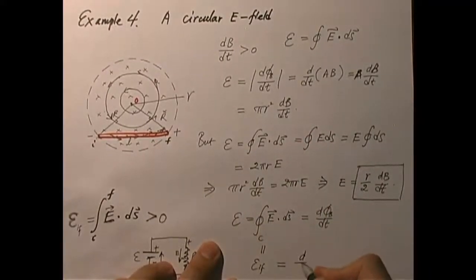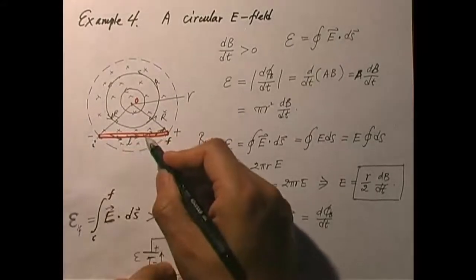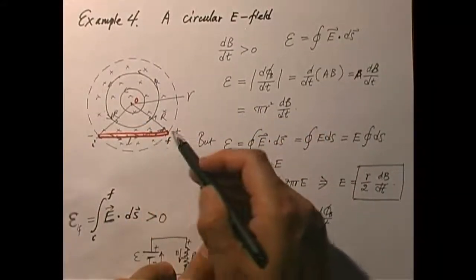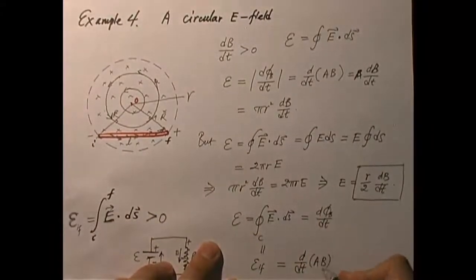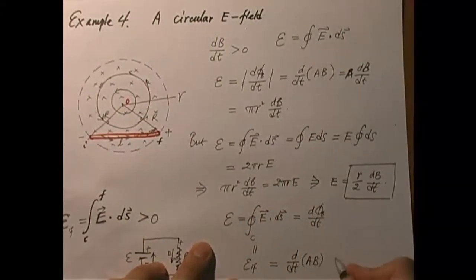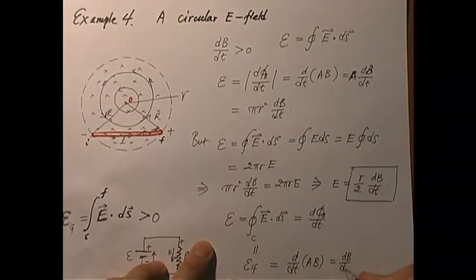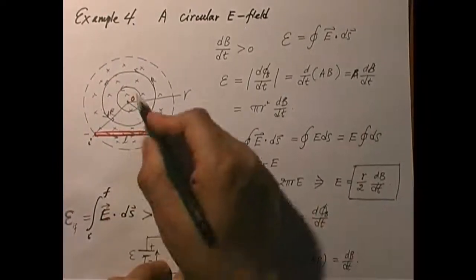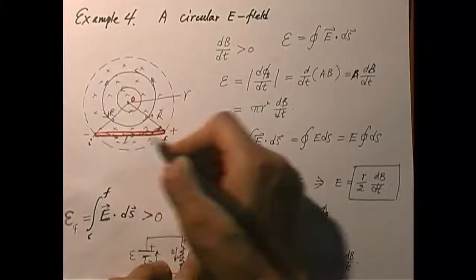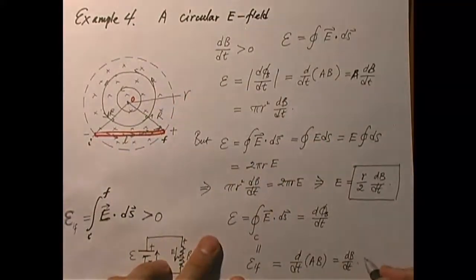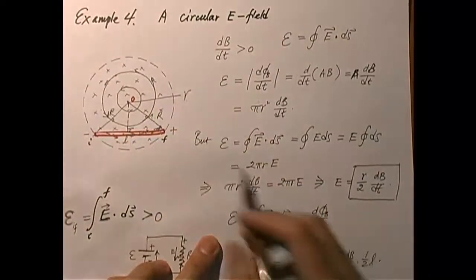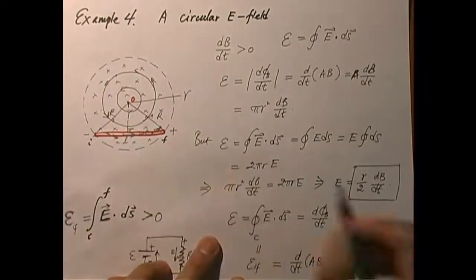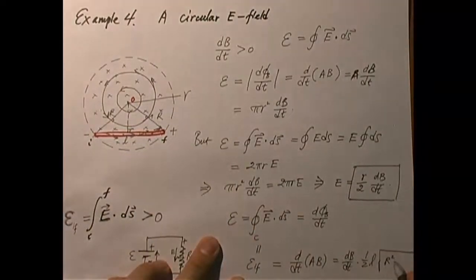That equals d dt of the magnetic flux in the triangular area. Okay, in the triangular area, so it's A times B. All you have to do is find A. So it's dB dt times A. What's A? A is the triangular area. 1/2 base times height. Base is L. Height is the square root of r squared minus half of L squared. Okay, there we go. r squared minus half of L squared.